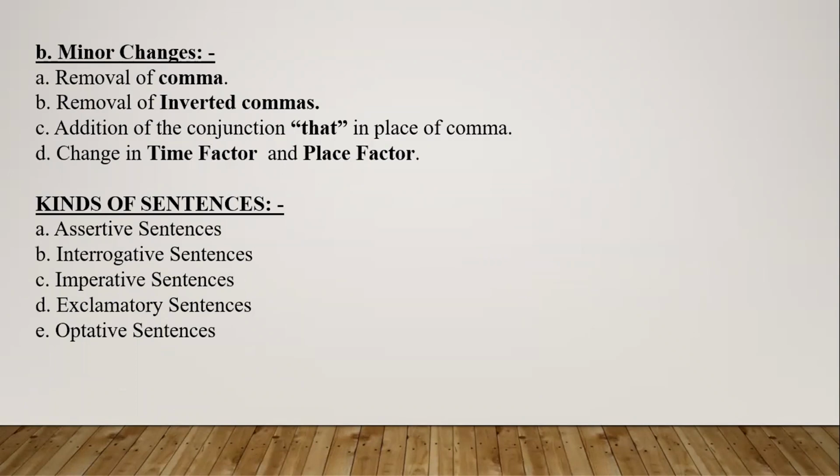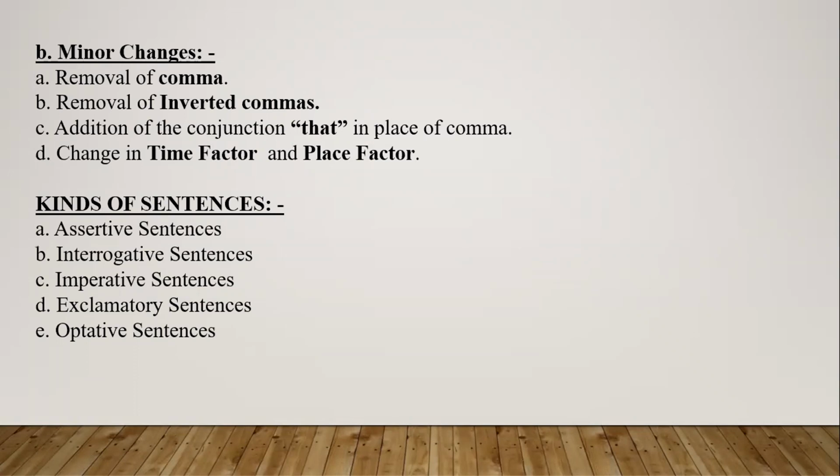Number two, minor changes. We have to remove the comma. Number two, removal of inverted commas. Number three, addition of a conjunction, that is "that," in place of the comma. And change in time factor and place factor. We have been given some words that show time, and sometimes some words which show place. So we have to convert these kinds of words when we are going to convert direct speech into indirect speech.